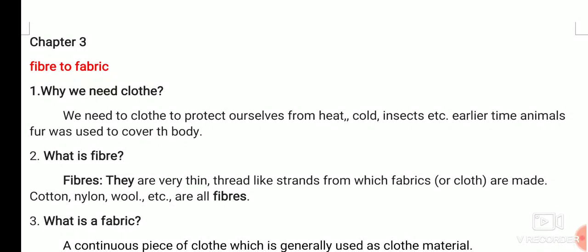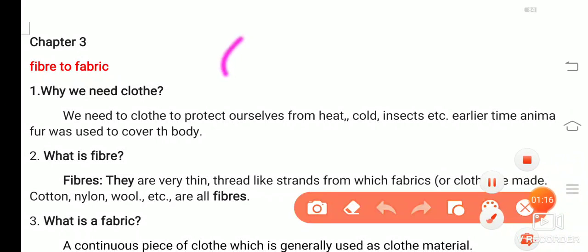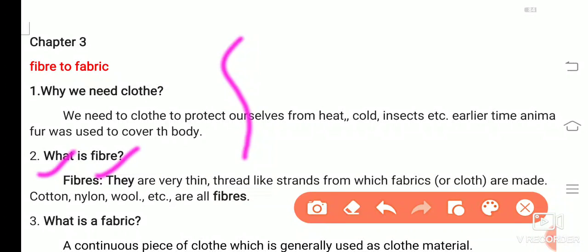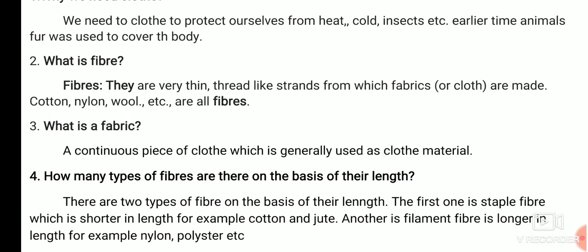Now the question is, what is fiber? See, fiber is a very thin thread-like strand, right, from which fabric, that is cloth, is made. For example, cotton, nylon, wool, etc. Is it clear, students? Now, what is fabric?